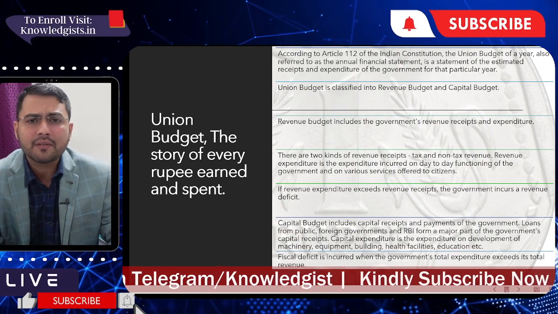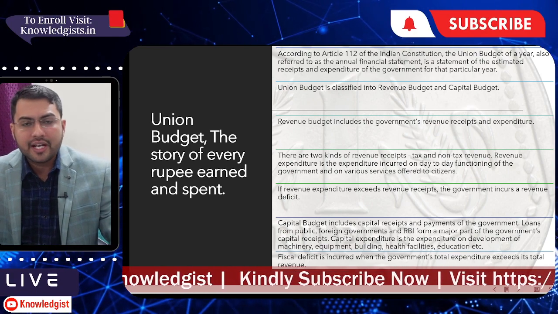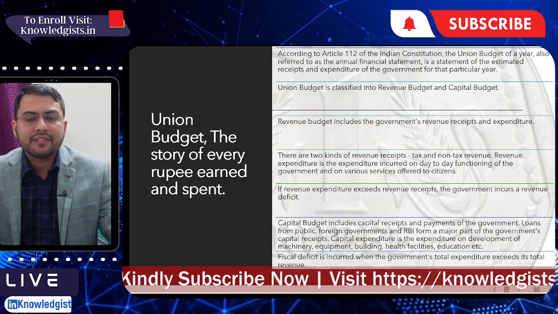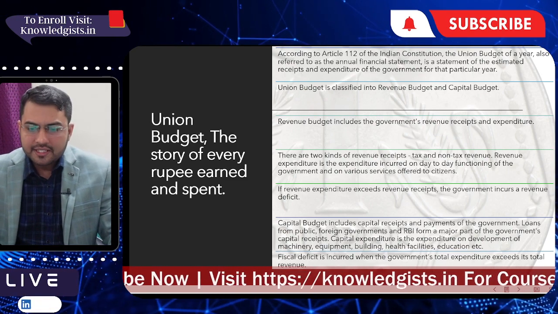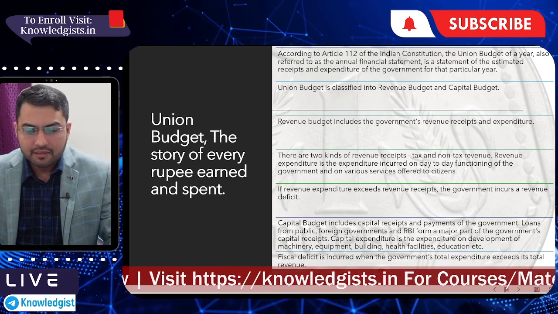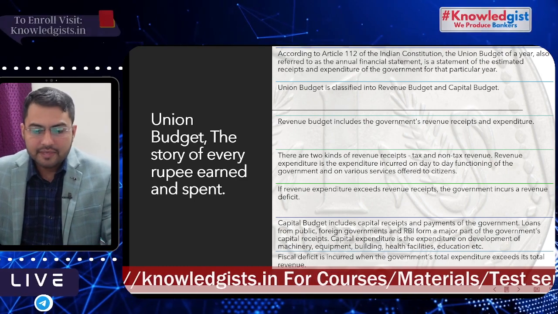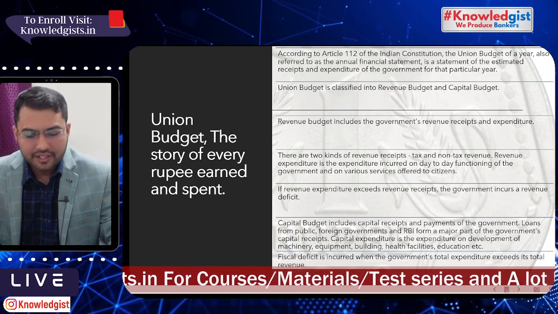There is no mention of Union Budget or budget in the Constitution of India, whereas Article 112 states it as an annual financial report. The Union Budget is classified into two parts, that is revenue budget and capital budget. Revenue budget includes the government's revenue and the government's expenditure. There are two kinds of receipts, tax and non-tax receipts.